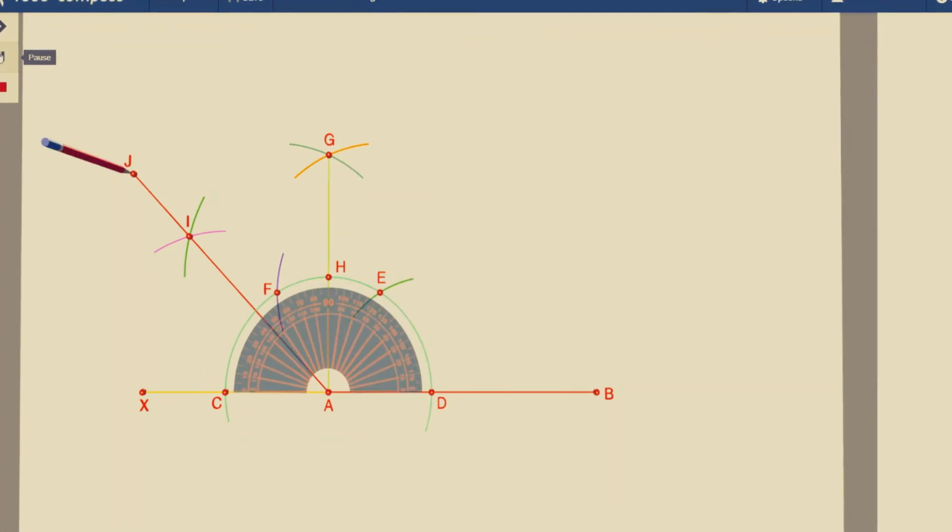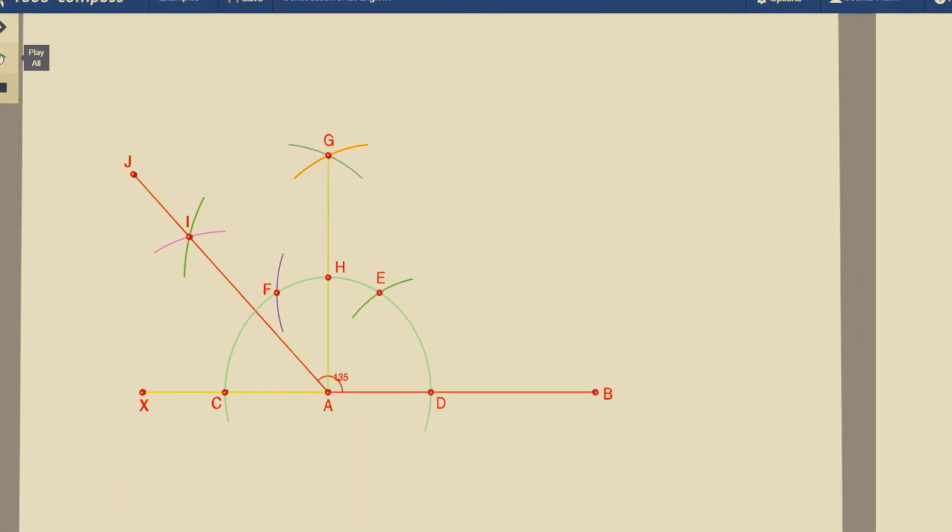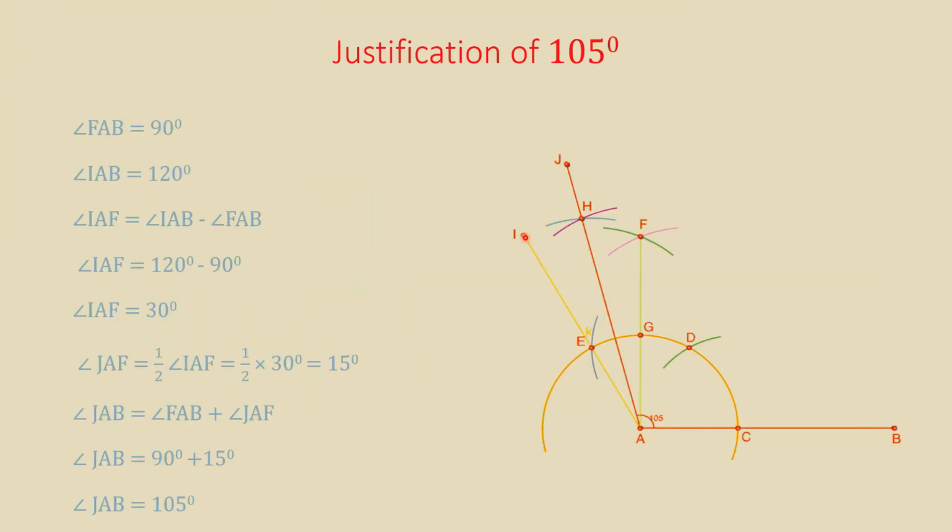Angle JAB equals 135 degrees. IAB angle is 120 degrees. FAB is 90 degrees. So IAB minus FAB is IAF. Means this angle, 120 degrees minus this angle, 90 degrees, equals 30 degrees for this angle.